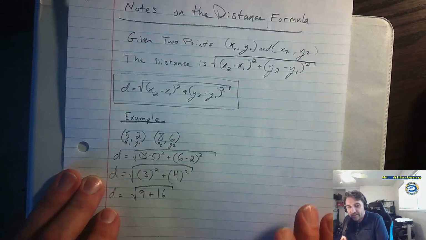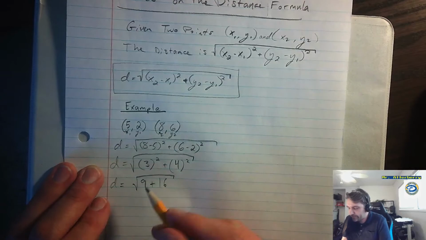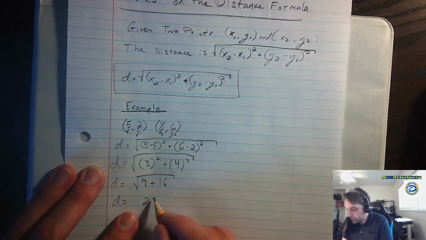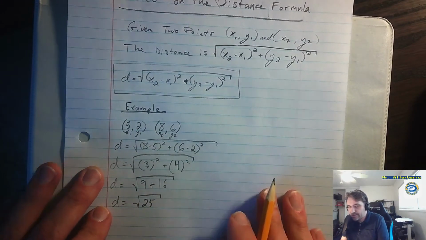All right. Now we're going to continue on with order of operations. We're going to add these together. So 9 plus 16 equals 25. Now the last step is to do this square root.